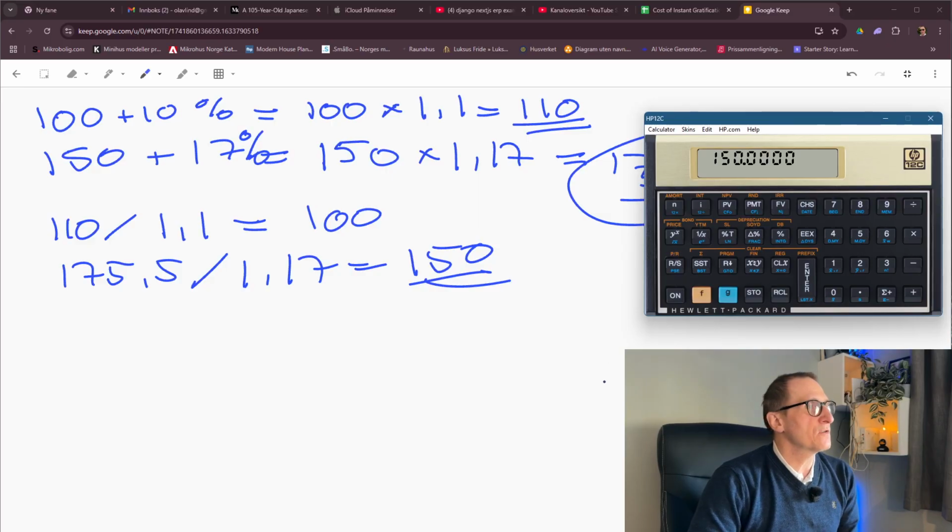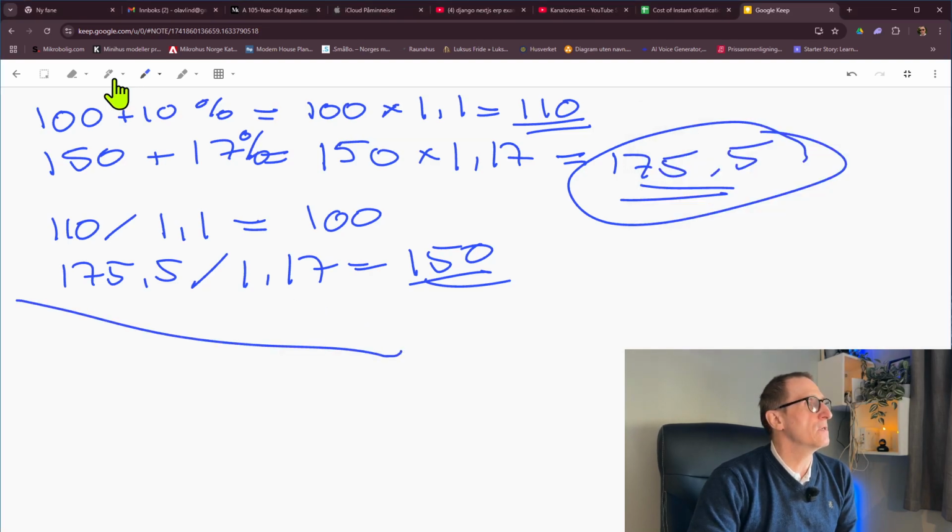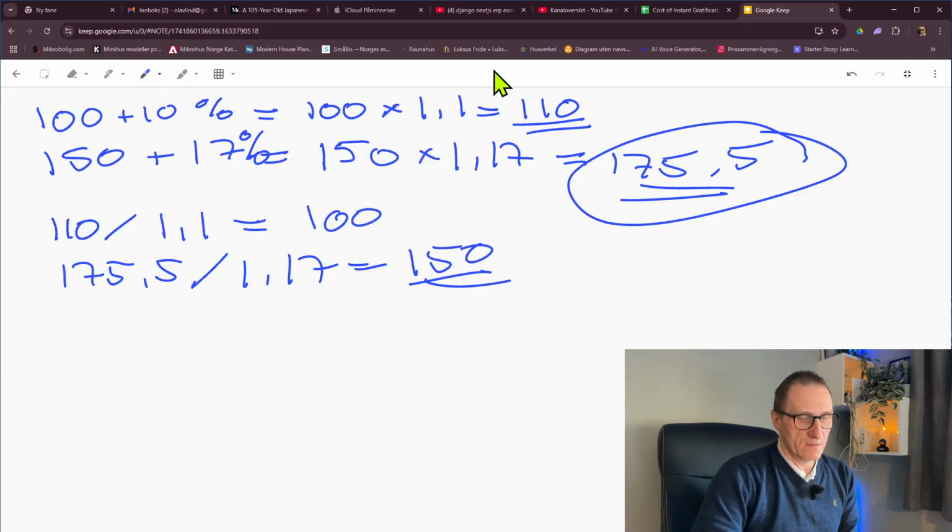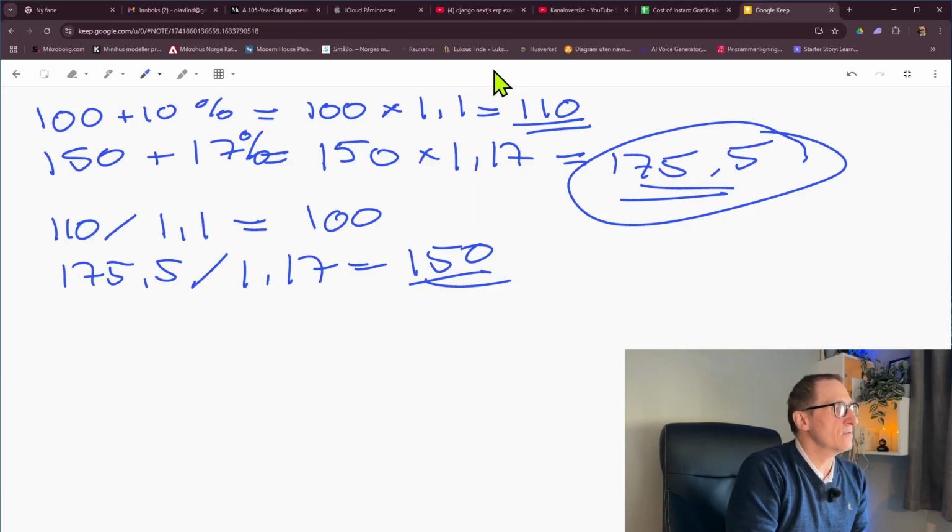If you want to subtract 10% from 100, let's make a line here. That line was not particularly straight. It's easier with my pen. I have a tablet, which is easier to control.